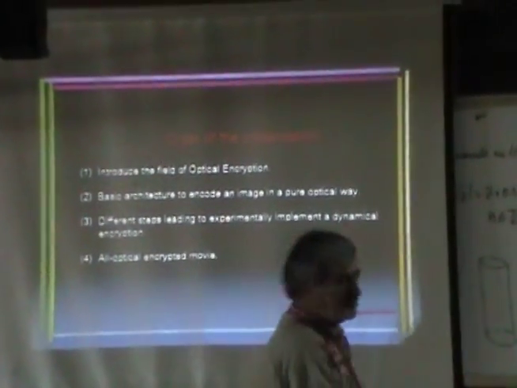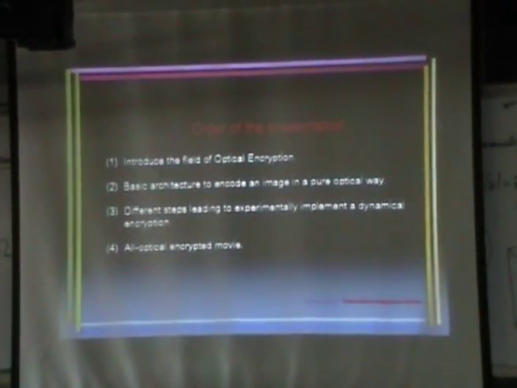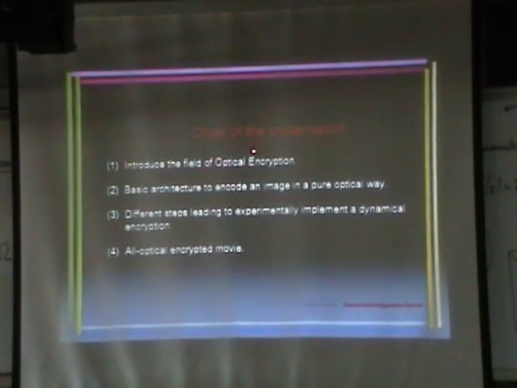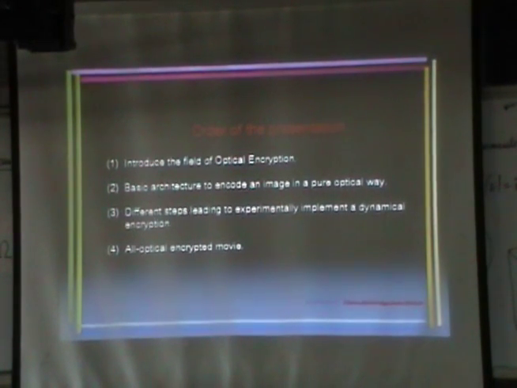Well, in this second part, we go deep with encryption, optical encryption. So we will make some introduction in the field, describe the basic architecture to encode an image, the different steps leading to experimentally implement an encryption, that we will go back to the photorefractive materials and speckles, and this is the final point, dynamic encryption.